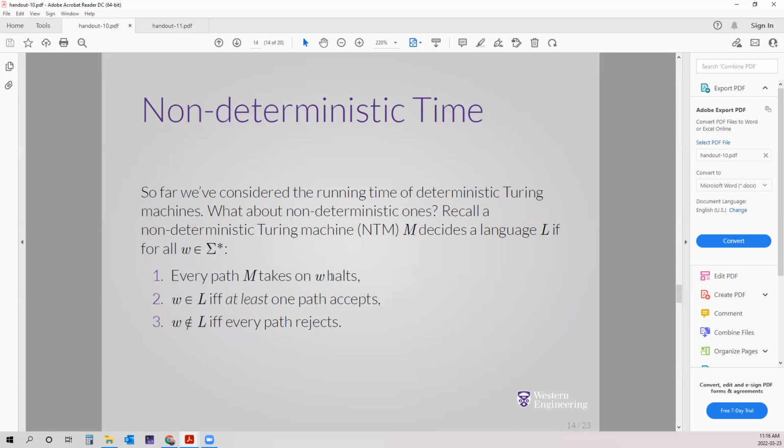So every path on w halts by accept or reject. How? The string w belongs to that language if and only if there is one path that accepts. w does not belong to that language if every path rejects. This is the meaning of if and only if.